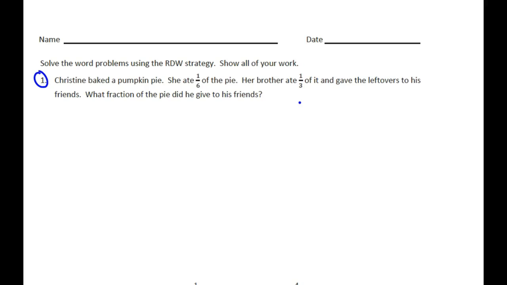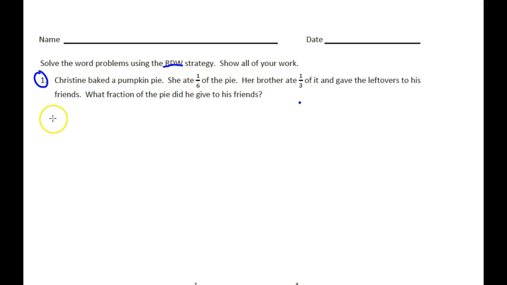Here's lesson 7 from module 3, and lesson 7 is just full of word problems, and they involve what we've been doing, which is adding and subtracting fractions. This time around they're really specifying that we're going to be using the RDW strategy: read, draw, and write. And so we're going to be starting by reading our problem, and then we're going to draw what's happening, and then write our answer. So, Christine baked a pumpkin pie.